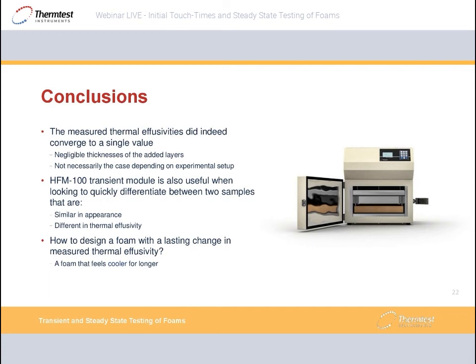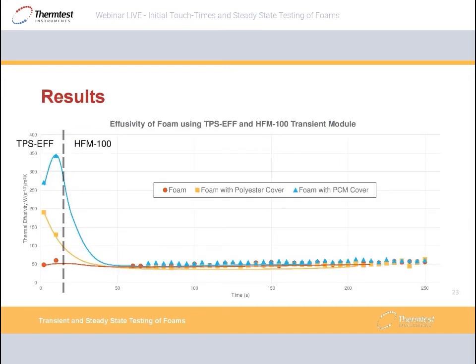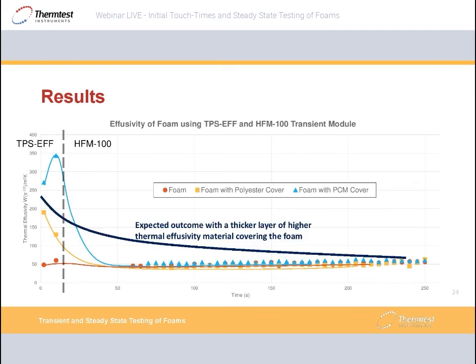So back to that earlier point, how would you design a foam with a lasting change in measured thermal effusivity? So a foam that feels cooler for longer. If we look at our results from before, if you were to introduce a material that was more thick and had a higher thermal effusivity than the mattress foam itself, you would observe something like this. This is an estimated, all of these lines are estimations.